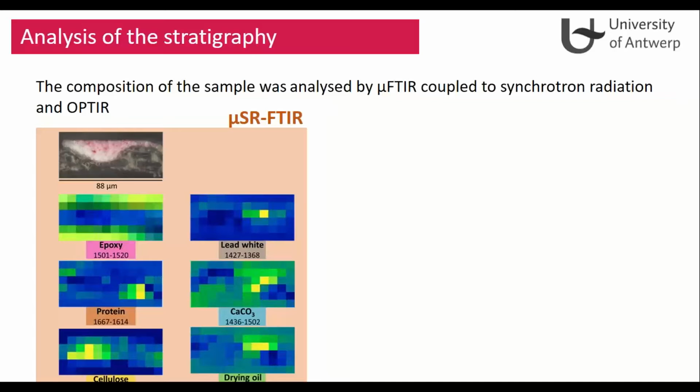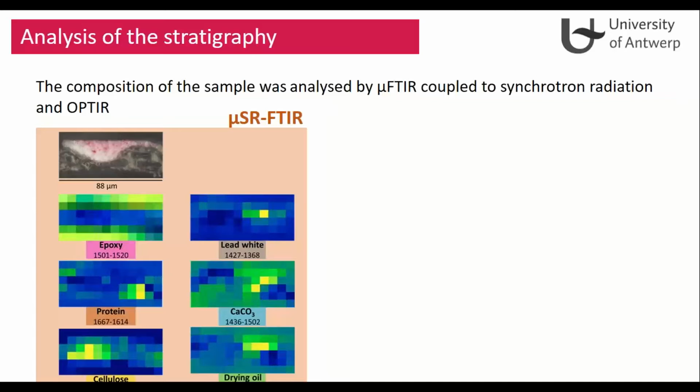Epoxy is the resin that was used to prepare the sample, to embed it. And then protein and cellulose are probably related to the canvas. Cellulose is probably related to the fibers used to prepare the canvas, and protein is probably related to the animal glue, or sometimes some sort of glue, used as a sizing agent for the canvas.